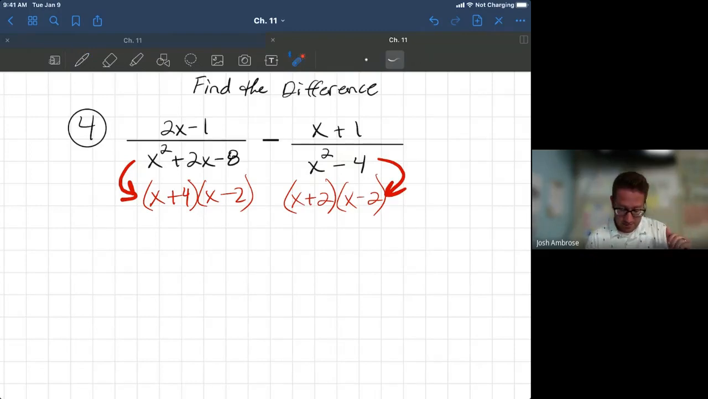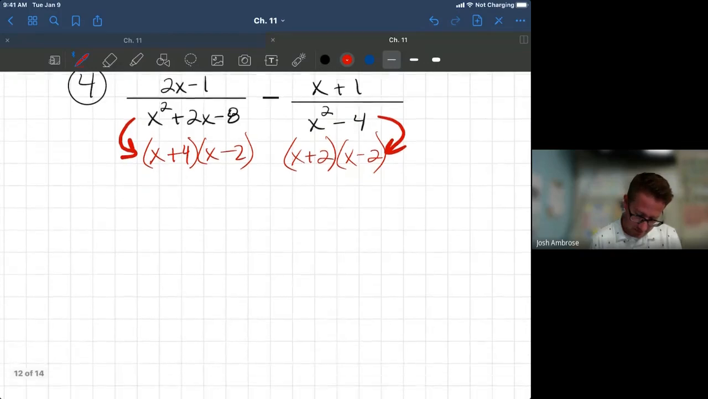Here's something they share. X minus 2, x minus 2. They both share that. So we know that that will be in our denominator. But what they don't share is an x plus 2, and then on this side, an x plus 4. Neither of them share that. So that means that we are actually going to have 3 sets of parentheses in our denominator to get this common denominator.